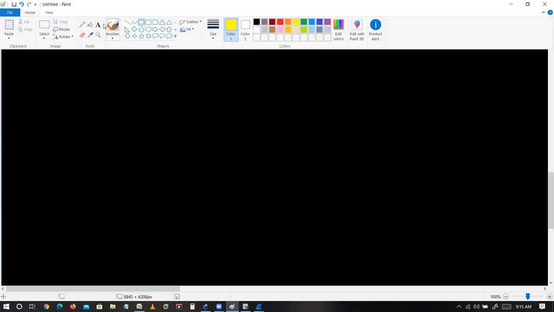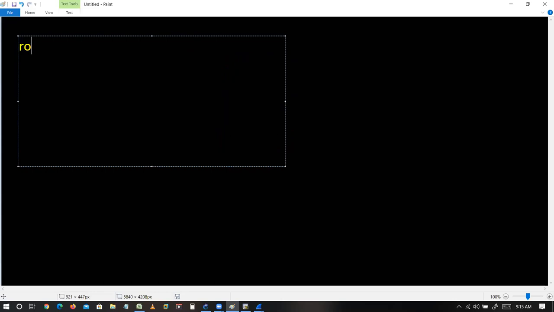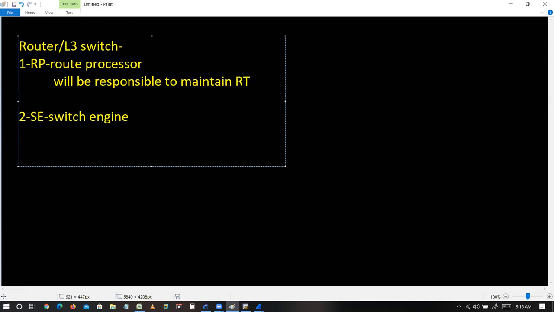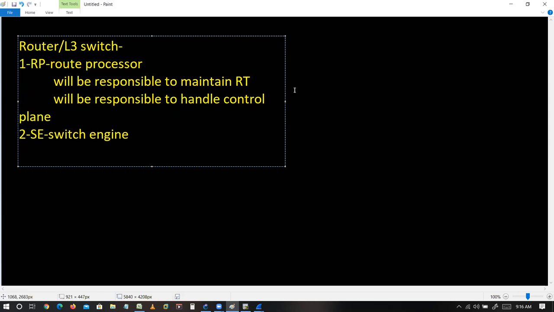Okay, so let me talk about the router component. So we have two things on a router. This applies to a layer 3 switch also. Whenever a device does routing, it has two components. The first one is RP, that is your route processor. The second one is SE, that is your switch engine. Your route processor will be responsible to maintain the routing table and to handle the control plane. I think you know about the control plane, right?